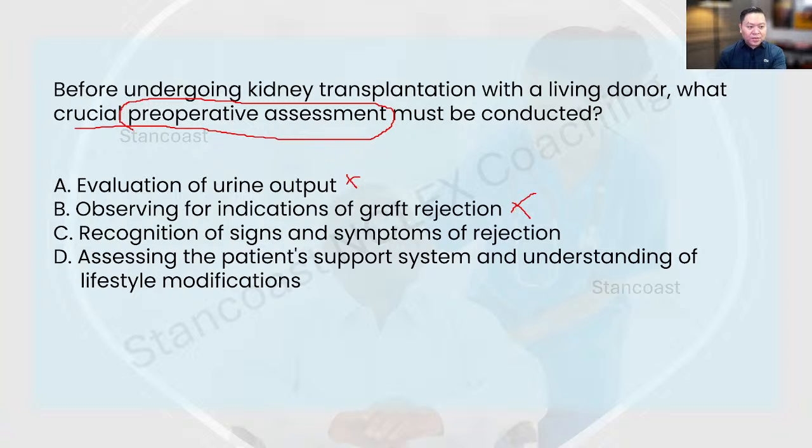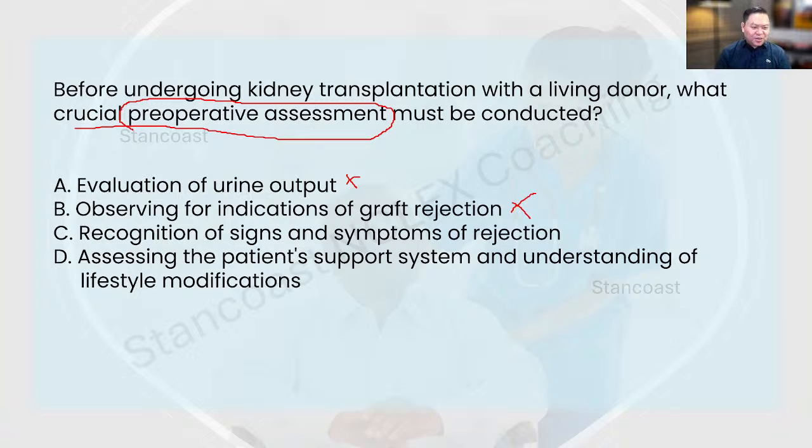What about letter C? Recognition of signs and symptoms of rejection. So those are quite similar options actually. And so it's similar to choice B. And again, recognizing the signs of rejection is very important post-op. However, during the pre-op assessment, we are going to focus here on preparing and ensuring that the patient has the necessary support and also if they have an understanding about the lifestyle modification for the post-transplant care.